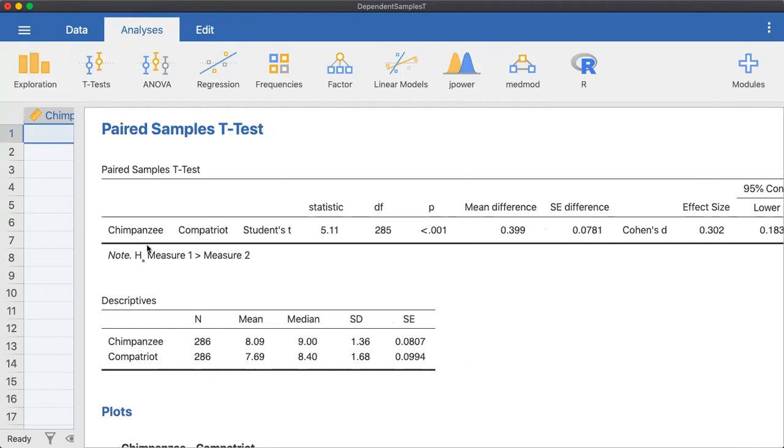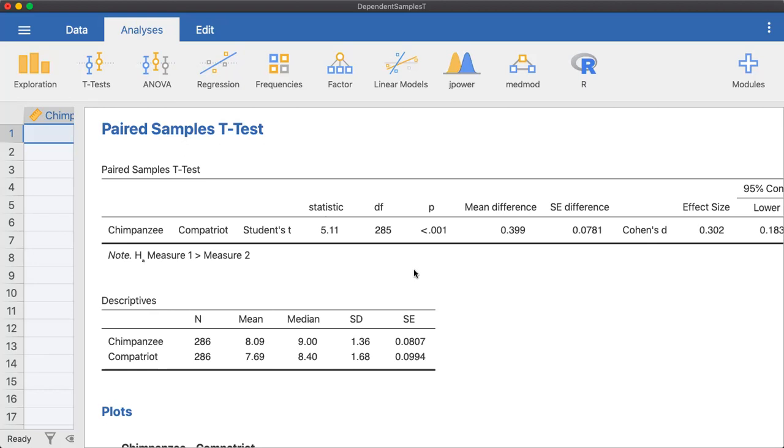Okay, so we're comparing moral judgments in the chimpanzee condition to the moral judgments in the compatriot condition. Our alternative hypothesis, our research hypothesis, is that these chimpanzee judgments should be greater than the compatriot judgments. So what is our t statistic? We get a t of 5.11 and we have 285 degrees of freedom. That 285 degrees of freedom comes from the fact that we have 286 subjects, and the degrees of freedom in a dependent samples t-test is again n-1, just like the one sample t-test.